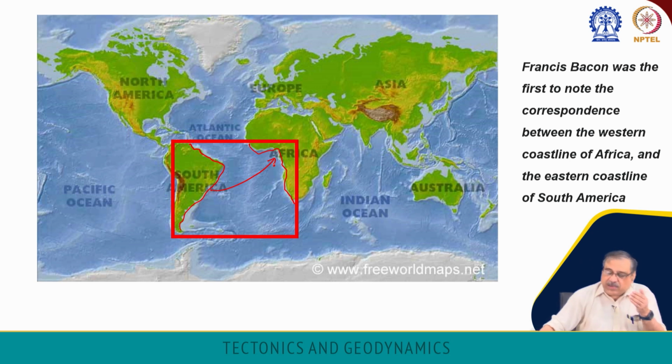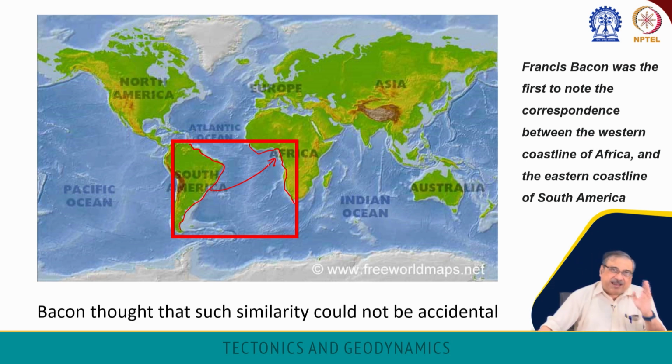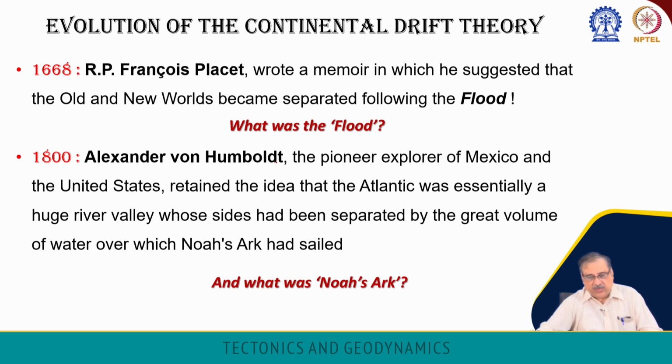Now, Francis Bacon was the first person to note this correspondence, this match of the coastlines. He was the first one to note this. And even at that time, in 1620, he said that this similarity cannot be accidental. So he thought that there must be some kind of science in it. Otherwise, this was really too much of a coincidence to just leave out to fate, that it just happened. And this really was the beginning of what we call the continental drift theory.